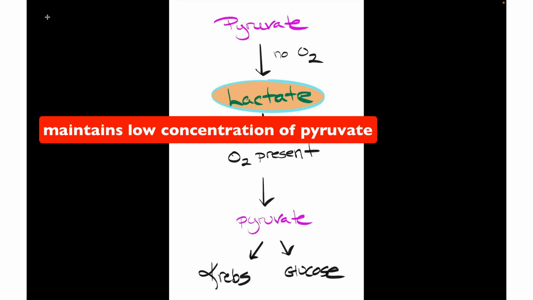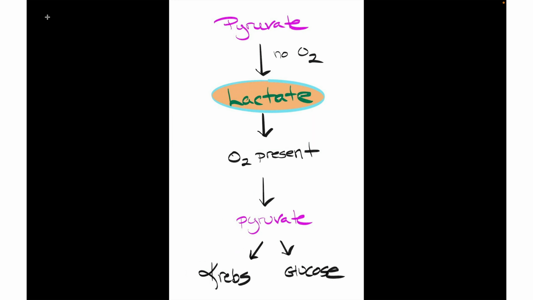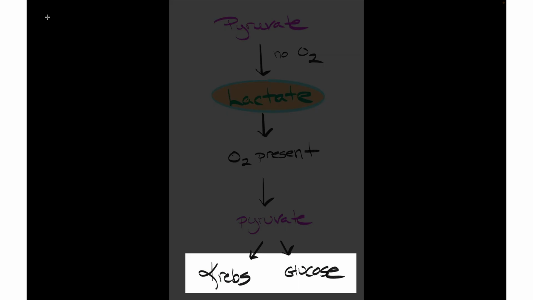Lactate in the presence of oxygen, that is to say, if oxygen was not present, pyruvate turns into lactate. Once oxygen is present, lactate can be reconverted back into pyruvate, at which point it can then enter the Krebs cycle. Not directly, it's going to react with coenzyme A to create acetyl coenzyme A, and then eventually enter the Krebs cycle, and we will outline that as well. And pyruvate can also be reconverted back into glucose.